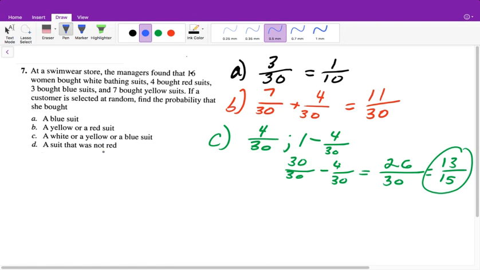And D, that's exactly what we just found with C. So D is exactly the same thing because there's only red, white, yellow, and blue. So not red and white or yellow or blue is the exact same thing. So that will also be 13 out of 15.